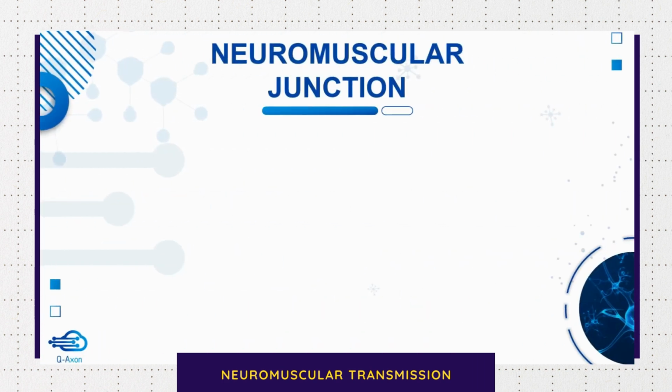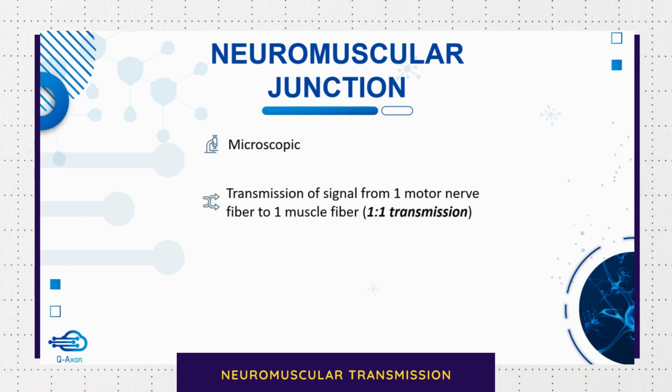Let's begin by understanding the structure of the neuromuscular junction. Now remember that this is a microscopic structure. It is not visible macroscopically. What is the neuromuscular junction? This is where the signal from the motor nerve fiber is transmitted to the muscle fiber. And remember that it is a 1:1 transmission, meaning that one motor nerve fiber will transmit its signal only to one muscle fiber.